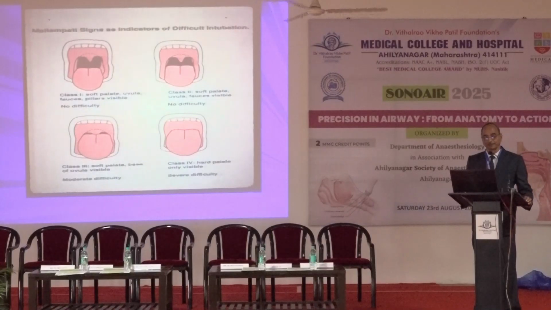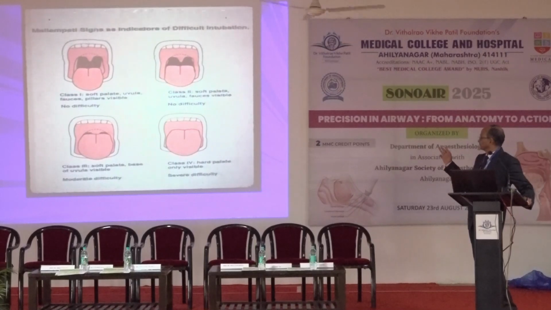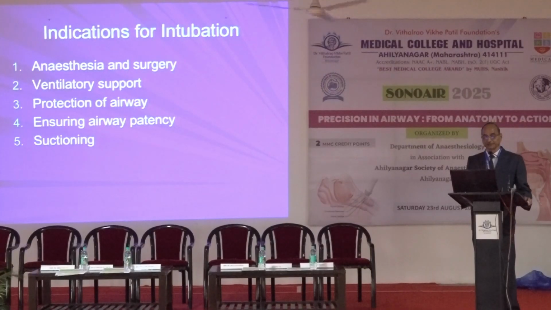Now Mallampati signs as indicators of difficult intubation. You are well aware of all these signs. You have the class 1, class 2, class 3 and the class 4. Now what are the indications for intubation? 1 is anesthesia and surgery. 2 is for ventilatory support. 3 is for protection of the airway. 4 for ensuring airway patency.